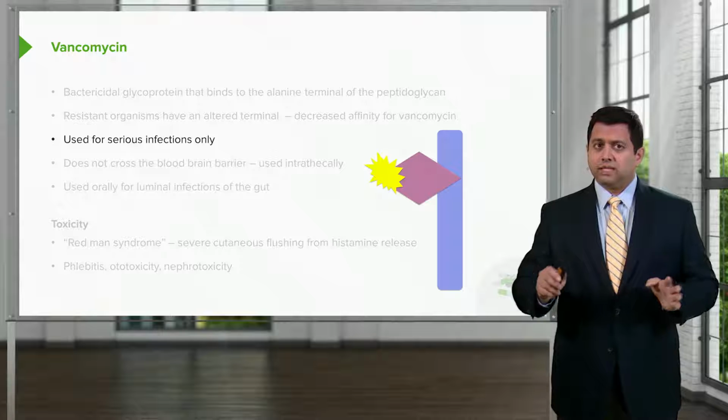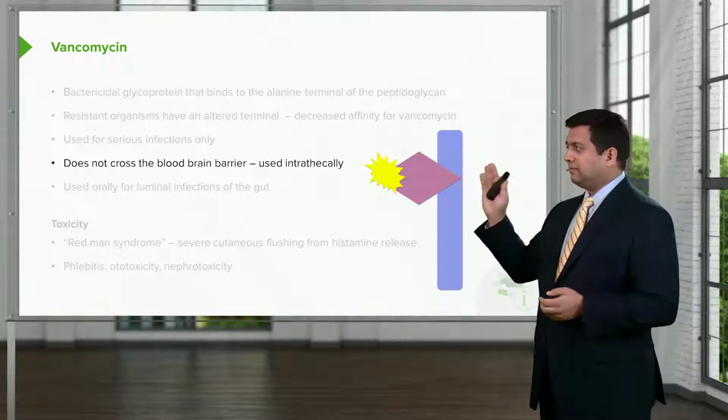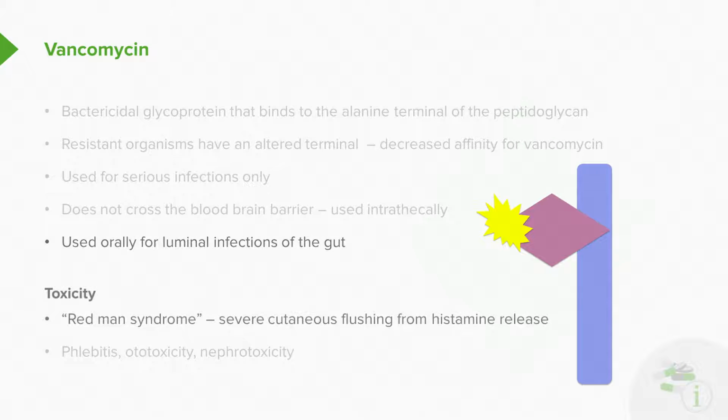We only use vancomycin for very serious infections. Now, vancomycin, despite the fact that we've magnified things and it looks like a small molecule, it's actually quite a large molecule, and it does not cross the blood-brain barrier. So if you have, say, a spinal infection or a brain infection, we administer it intrathecally. We use it orally, however, for luminal infections of the gut because it's not absorbed across the gut wall, so it stays inside the gut. And if you have an infection inside the gut, it's quite effective.